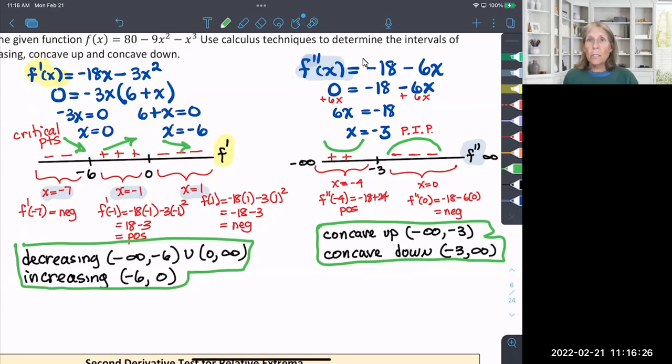Okay, so I'm going to pause and stop the video here and then start another one. So this will get you through at least the first part of determining concavity. All right, hope this has been helpful.